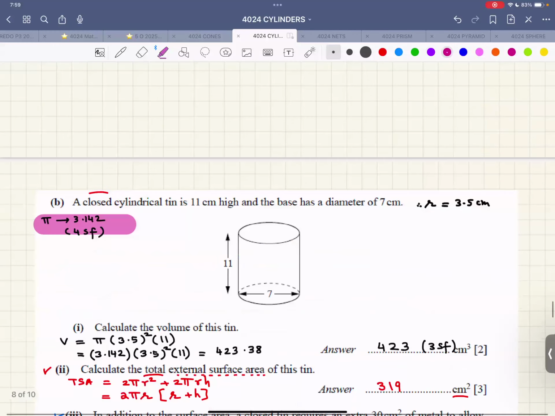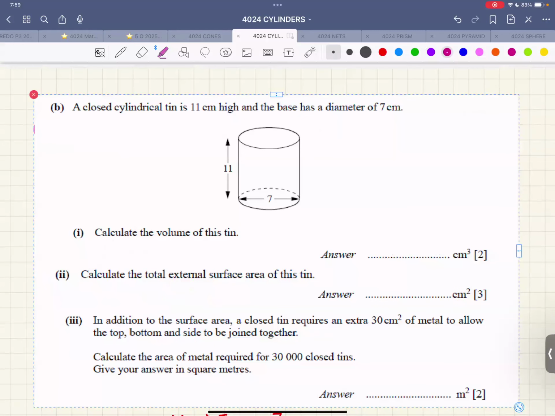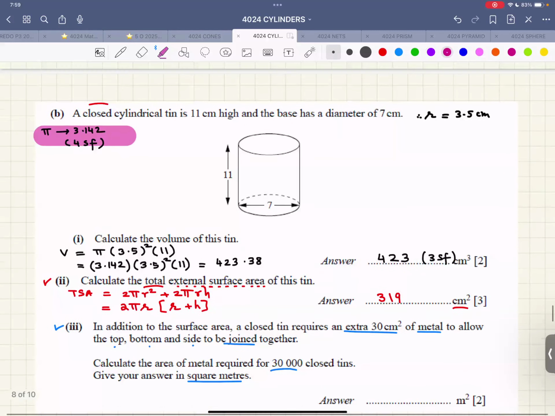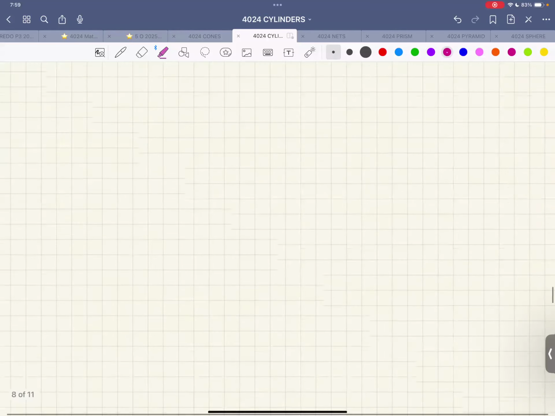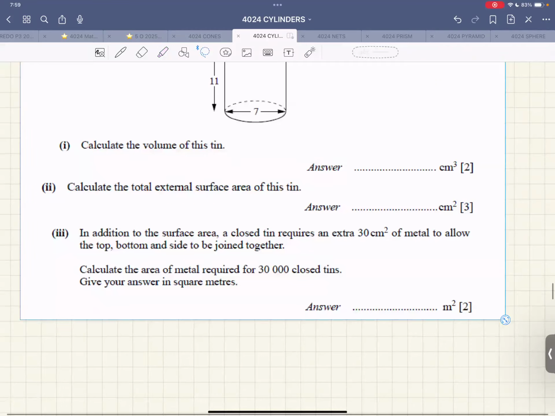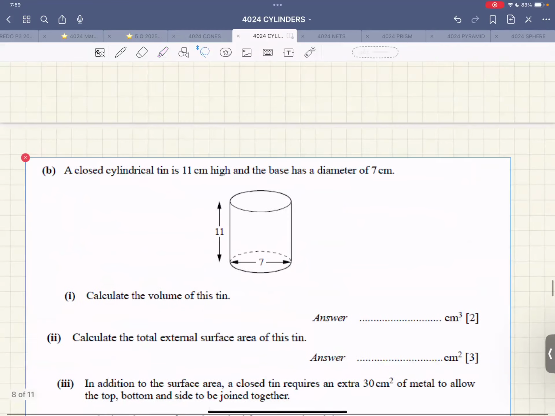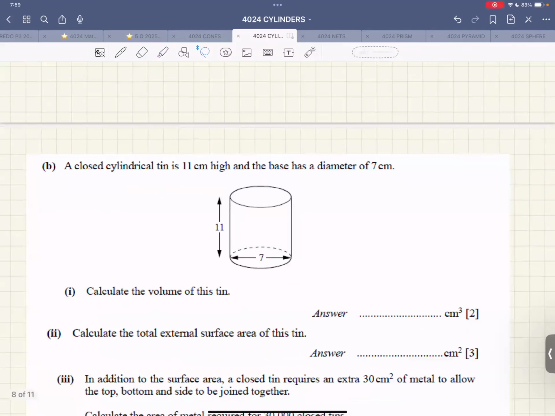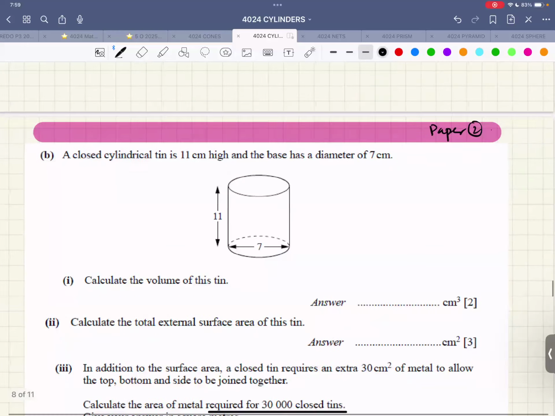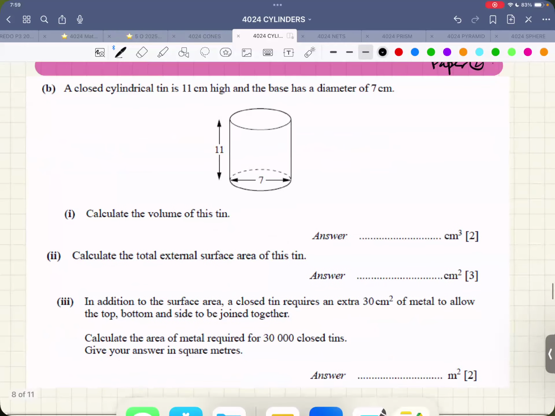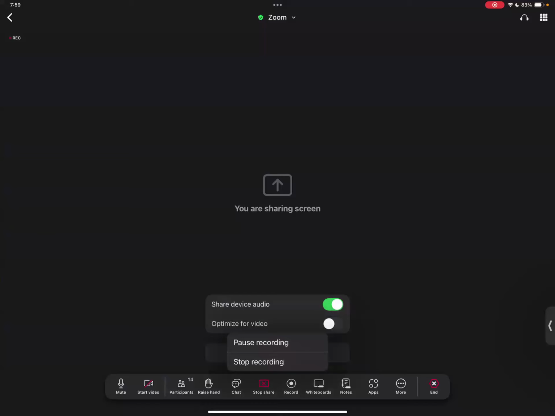Let me try out some questions, and this time let me ask you to try it. There is no fear. So try this out. This is a paper 2 question. Take out your calculator and try out this particular question. So let me just label it. This is a paper 2 question. And let me just show you the question and let me pause the recording.